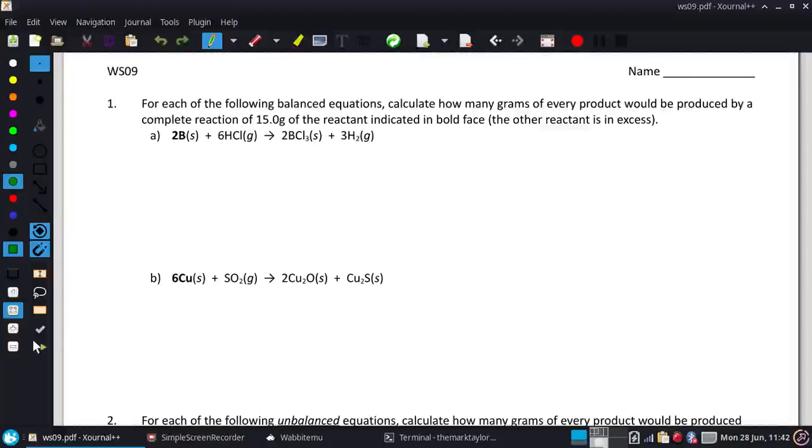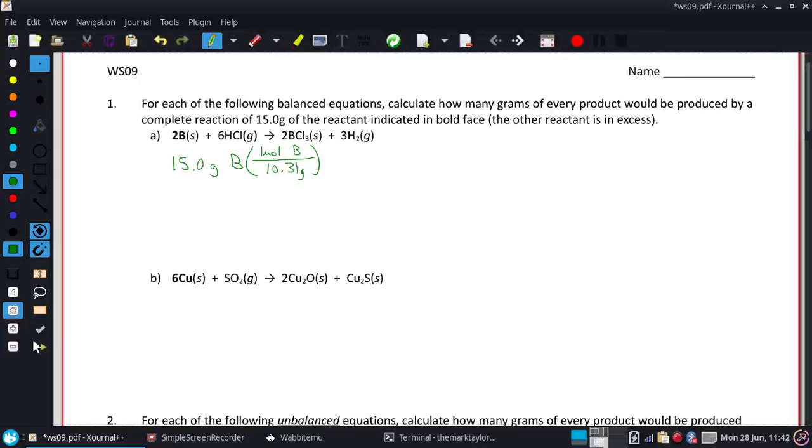All right, on question 1, we wanted to, for each of the following balanced equations, calculate how many grams of every product would be produced by the complete reaction of 15.0 grams of the reactant in bold. All right, so on this first one, we're going to take 15 grams of boron. I'll start by turning that into moles. 1 mole of boron is 10.31 grams. Now, that I'm getting right off the periodic table. I don't have that showing up on the screen, but that just came right off the periodic table.